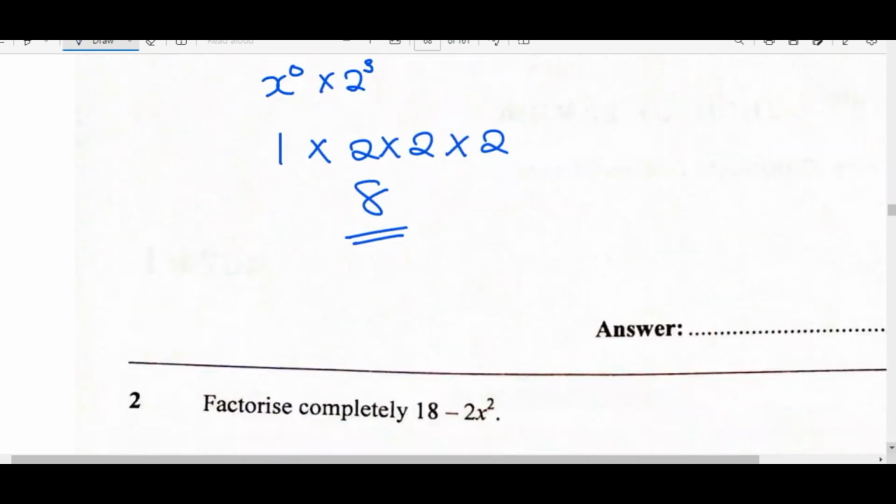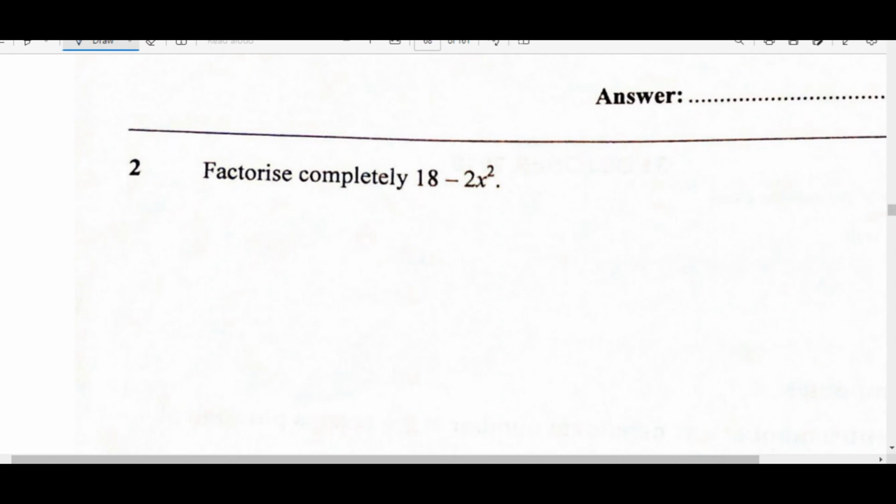As simple as that. The other one: factorize completely 18 minus 2x squared. In this case, the question is very simple. What are you going to do here? You factorize, or you remove what is common. A 2 is common, because 2 can go into 18, and that is 9. So you'd say 2, open bracket, 9 minus x squared.